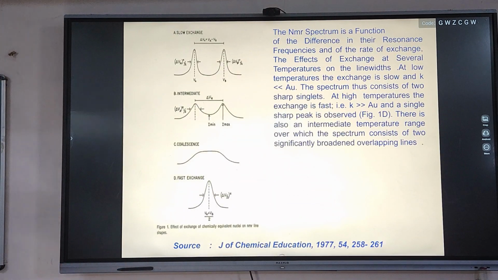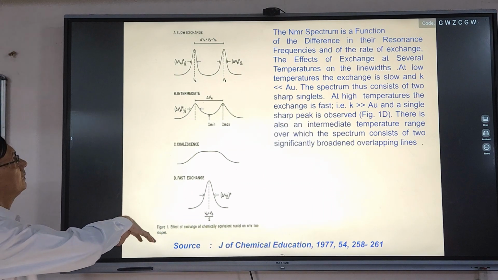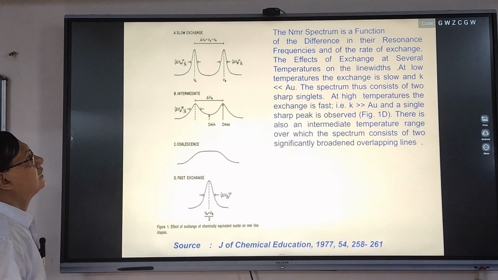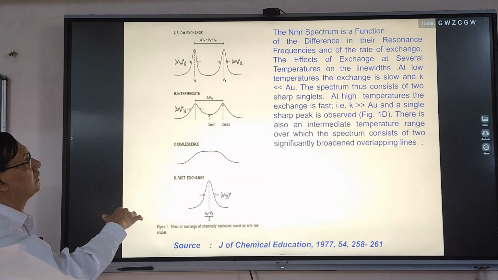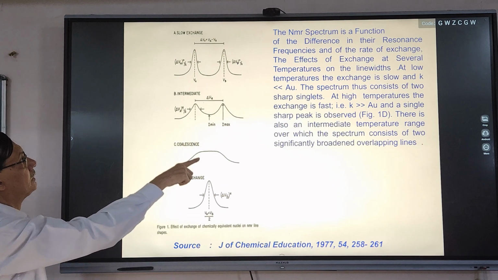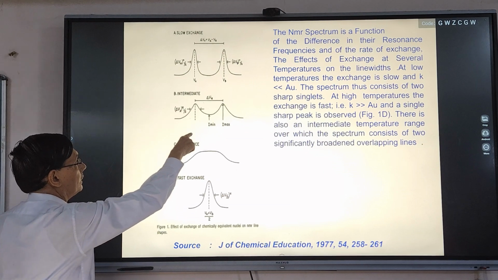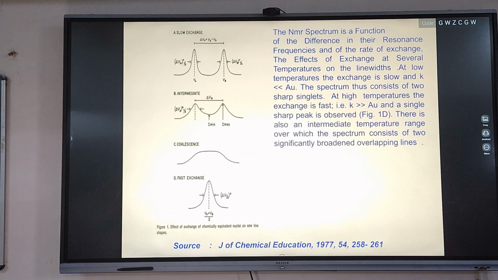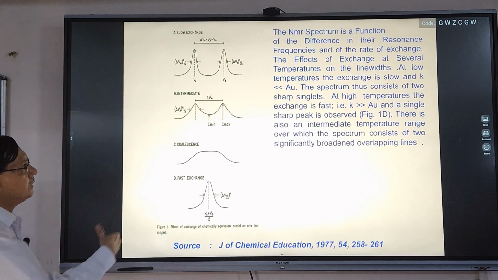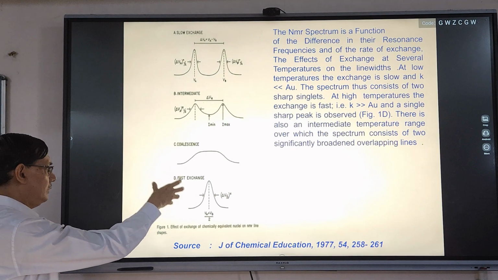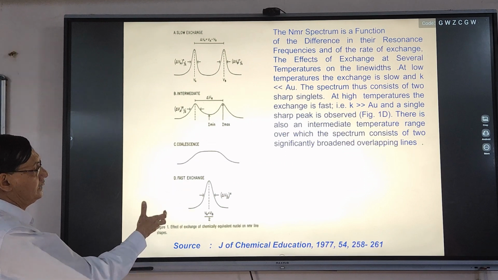Again, what I have observed is that it is also temperature dependent. The NMR spectrum is a function of the difference in their resonance frequency and the rate of exchange. These are the effects of exchange at several temperatures on the line width. So I think it is low temperature and gradually they are increasing the temperature, and it is obvious that at very high temperature it indicates a very fast exchange.